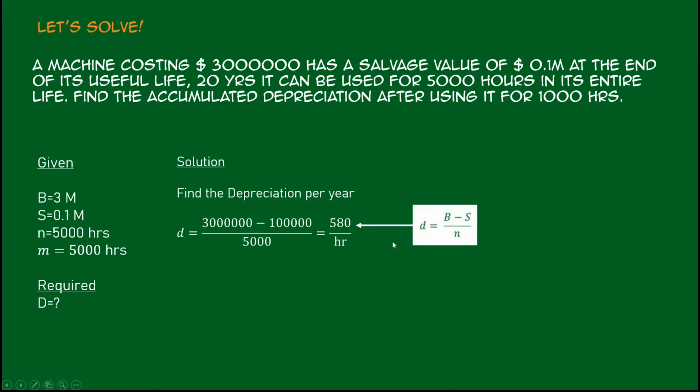Now, the formula used is the same one. And then, the depreciation amount: the depreciation per hour, 580 per hour, multiplied by M, or life of use, 1,000. Okay? So, the answer is 580,000. That means it depreciated by an amount of 580,000 after using it for 1,000 hours. So, after using it for 1,000 hours, its value is only that much. Okay. So, that's it.